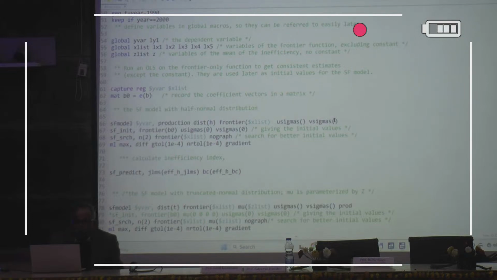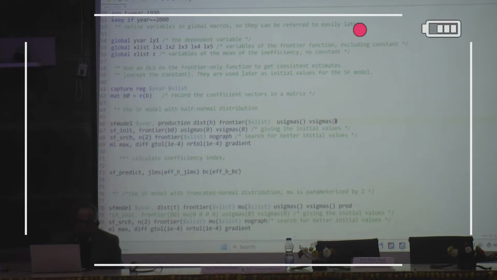Okay. Now you can easily change those things. Like if you put in here z or $zlist, then it will go over and find that z variable or z variables, and they are going to be used as determinants of inefficiency. Now we have not mentioned this thing, but in vsigma you can also put some variables. That would be what we call heteroscedasticity. Okay, so these variables can be anything.